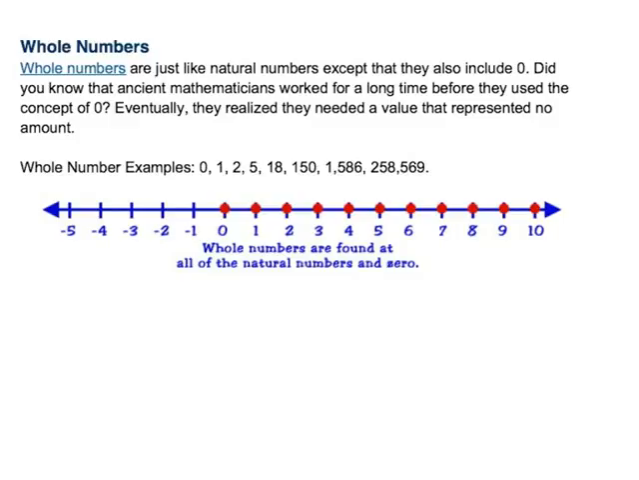Whole numbers are just like natural numbers, except that they also include 0. Did you know that ancient mathematicians worked for a long time before they used the concept of 0? Eventually, they realized they needed a value that represented no value at all. So whole numbers are 0, 1, 2, 5, 18, and so on and so on. If you look at the number line, whole numbers are natural numbers including 0.